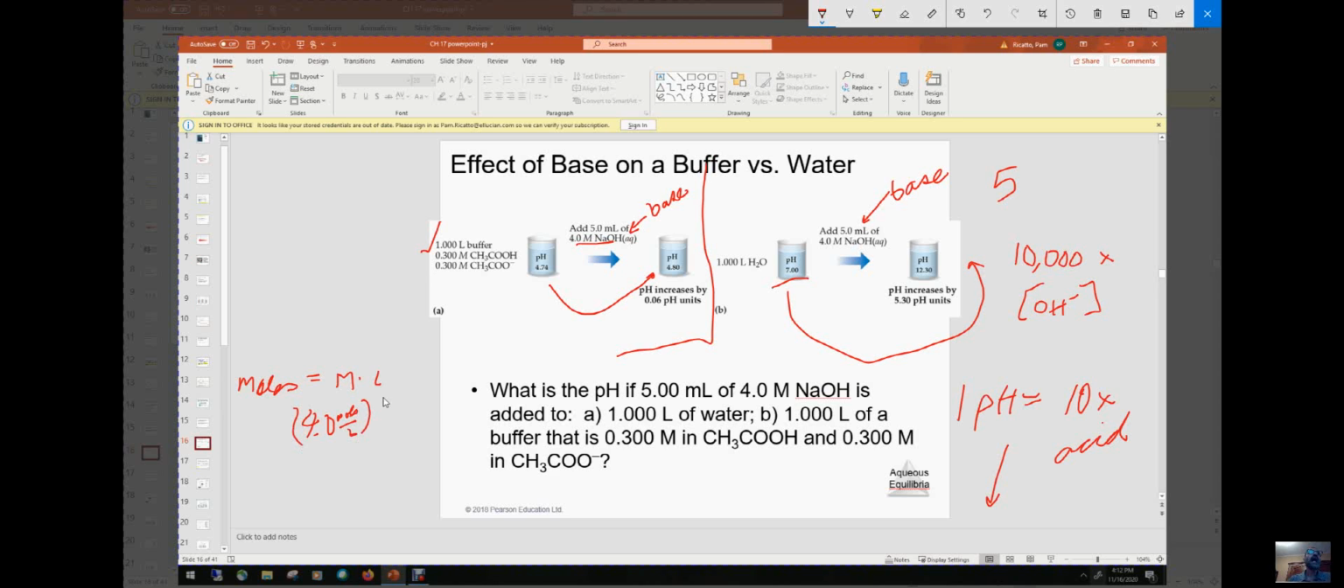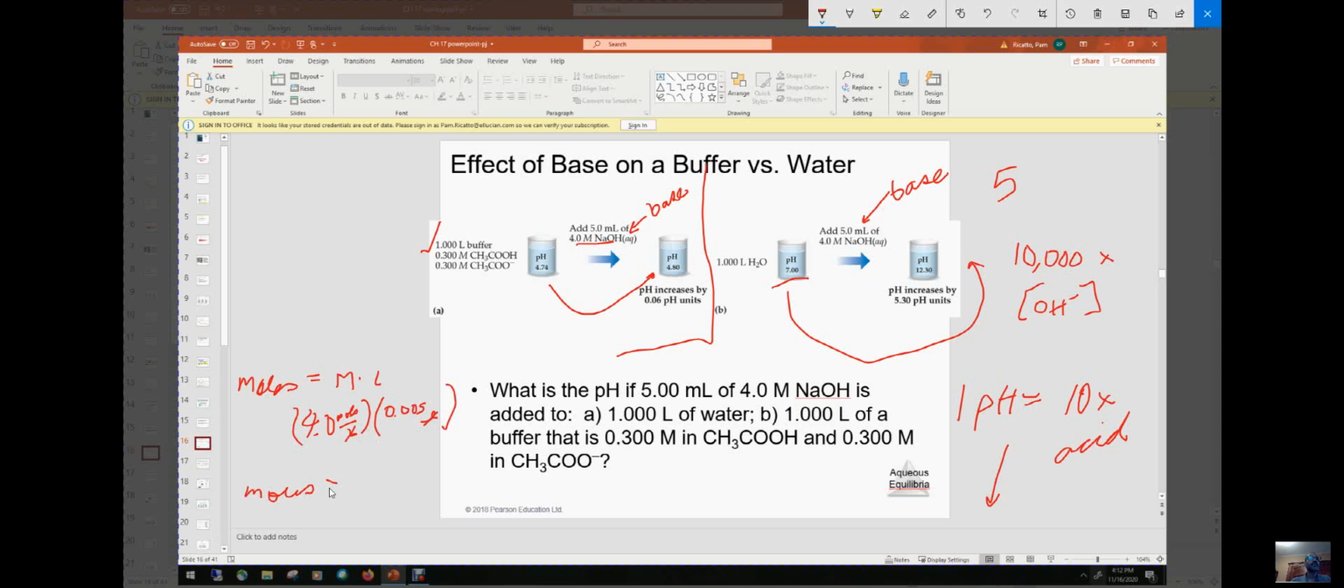Okay, what's 5 milliliters in liters? If I put the 5 here, that would be 500, so that's not it. If I put the 5 here, that would be 50. That's not it. That's the 5. That's 5 milliliters written in liters. So 4 times 0.005 liters, the liters cancel out. And how many moles would I be adding?